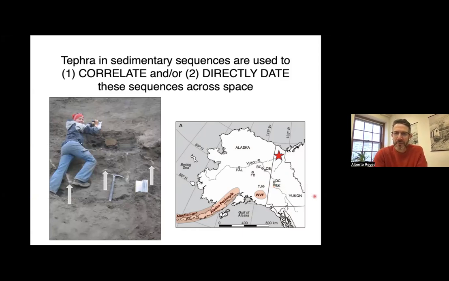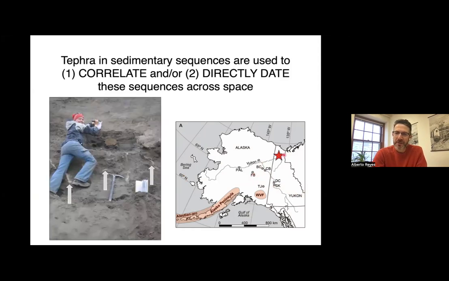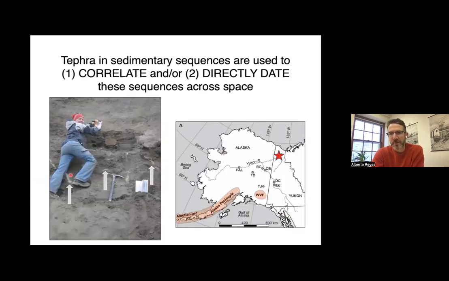So here's an example, right? In that prior one here, we're in the Fairbanks region, where Old Crow tephra is really thick, and we can go further into Yukon territory in subarctic Yukon. We find the same tephra, and we can identify that moment in time, and that's really useful. And then, we'll talk more about directly dating in a second.